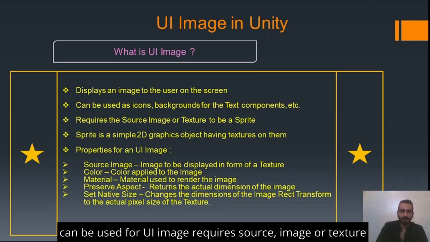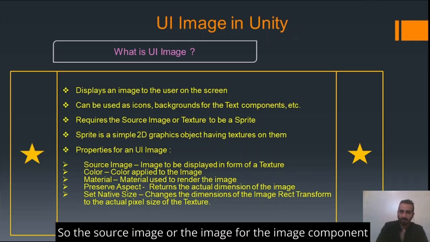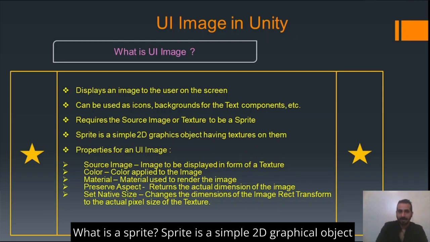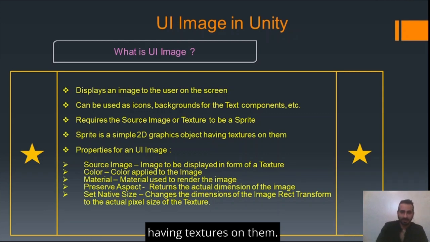A UI image requires the source image or texture to be a sprite. So the source image for the image component has to be a sprite. What is a sprite? A sprite is a simple 2D graphical object having textures on it.